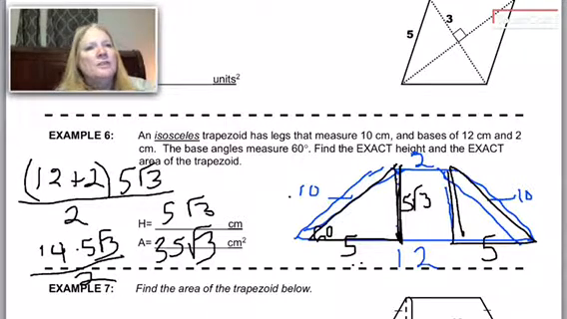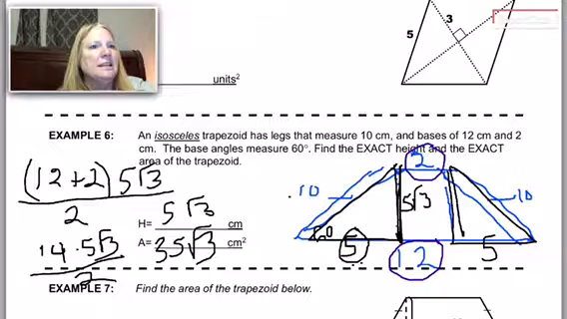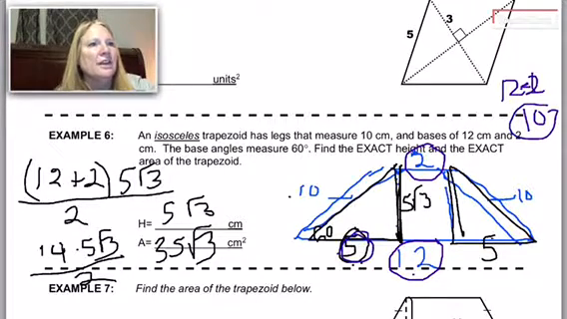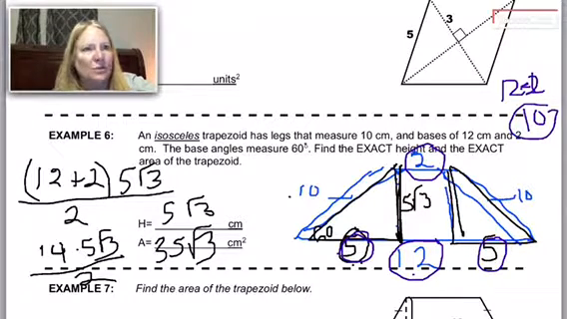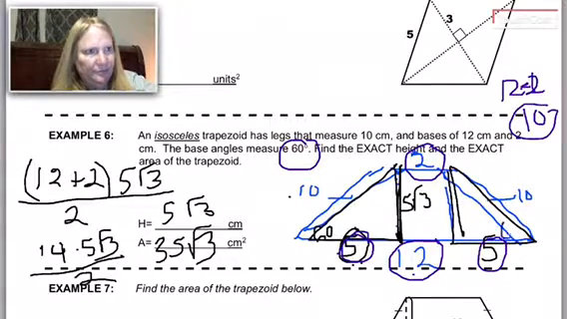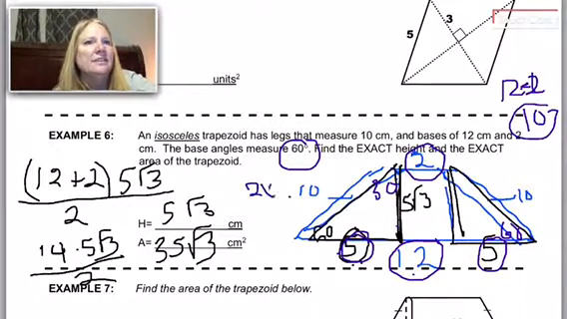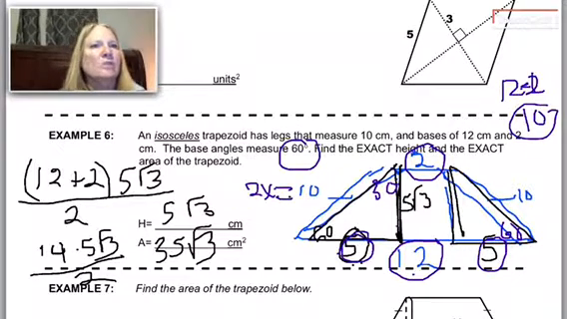All right, so I just want to make clear how I got the 5 again. There were 2 different ways to get it here. One is that we had a base of 12 and a base of 2, and so I said 12 minus 2 is 10, and then half of that 10 has to go here and the other half here. Or because they told us these base angles were 60, we knew that we had a 30, 60, 90 triangle, and since 2x was 10, you could have worked with it that way.